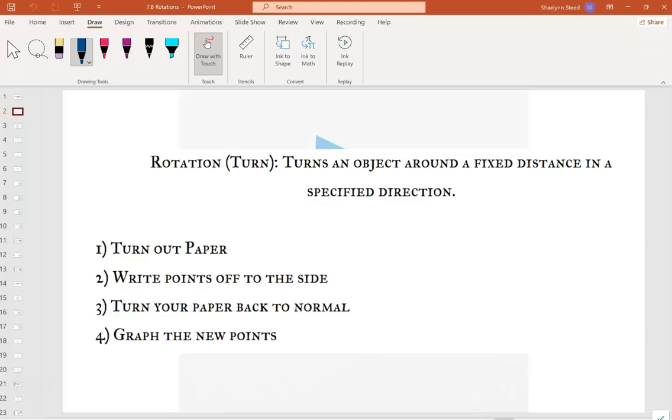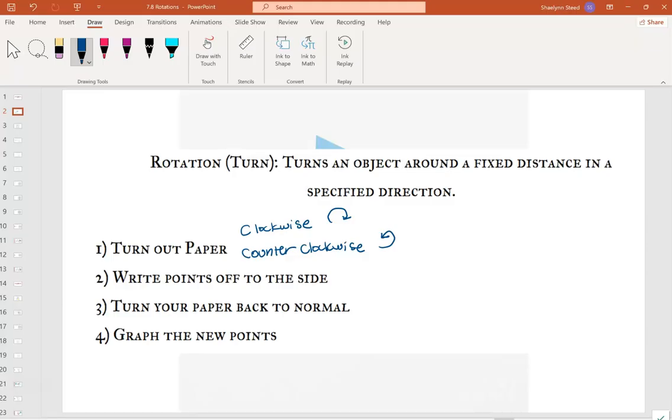So my favorite way, if I can't remember the rules, is I will take my paper, I will literally turn it in the rotation that's specified. So if it's clockwise, it's going to be to the right. If it's counterclockwise, that is going to be to the left. Okay? I would write the points off to the side on my paper or on some other paper, and then I would turn it back to normal and graph my new points.